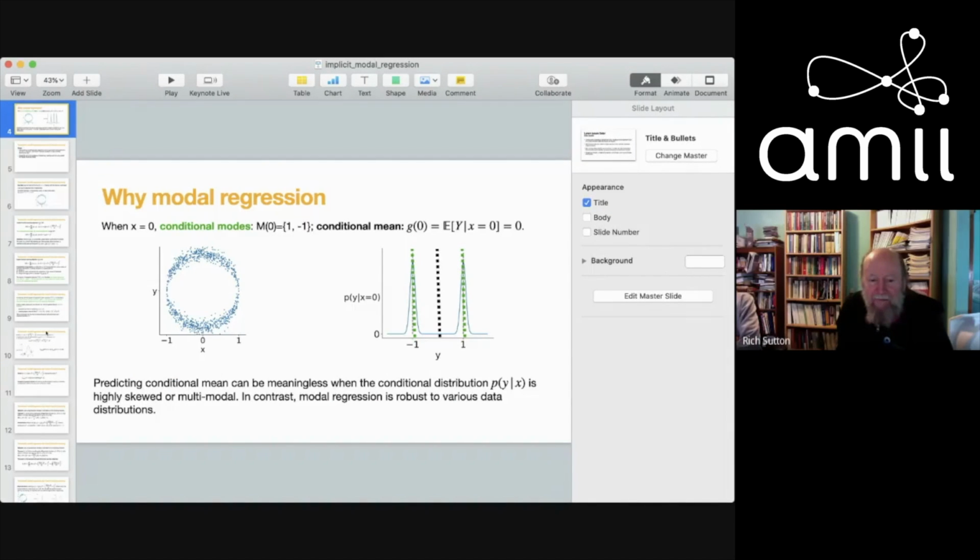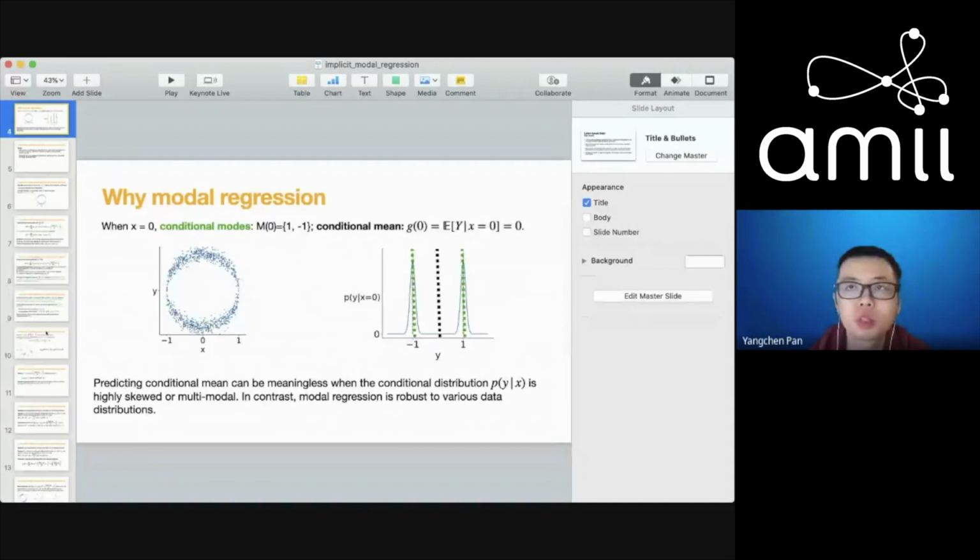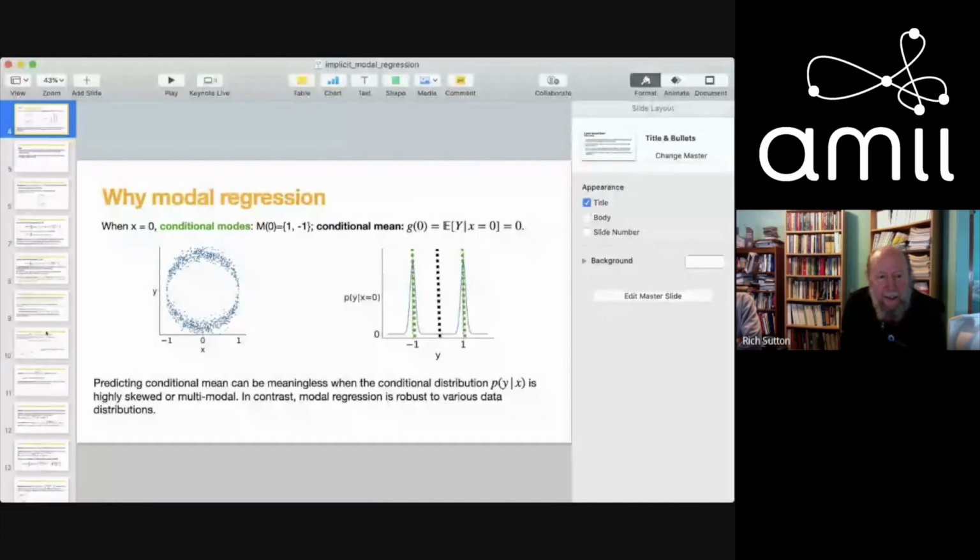Yangchen, I did get lost in your talk. I'm trying to think what you might do to help guys like me not get lost, and at the same time, I'm trying to figure out what is going on in here. So a mode, I think it would help if you said that a mode is a local maximum.